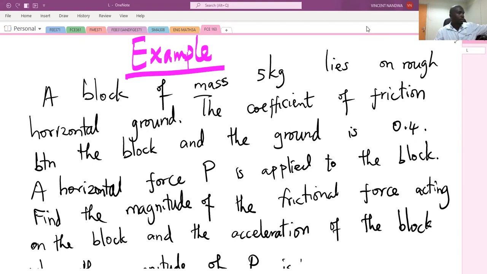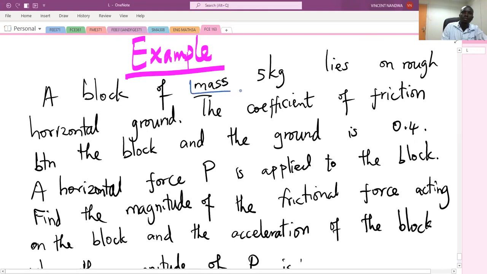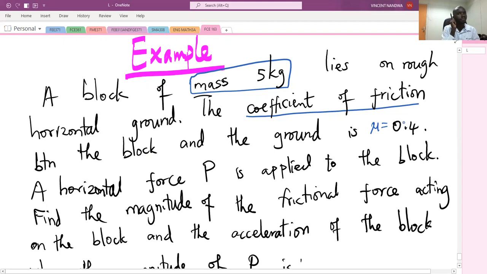In this session, we have another problem testing on application of friction. A block of mass 5 kilograms lies on a rough horizontal ground. So the mass of the block is specified to be 5 kilograms. The coefficient of friction between the block and the ground is given by mu is 0.4.